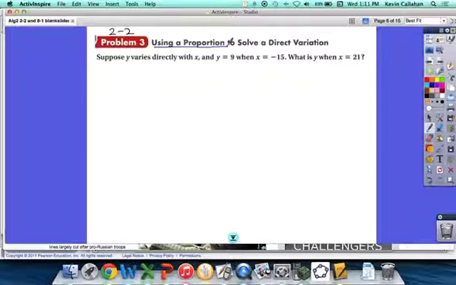Okay. One, what kind of variation? In this case, suppose y varies directly with x. Okay, that's step 1. It's a direct variation. 2, since we know it's a direct variation, we know that it would match this equation.